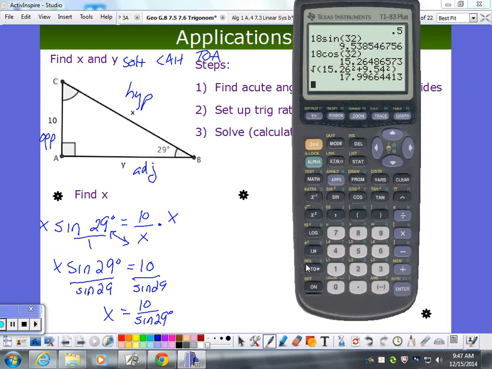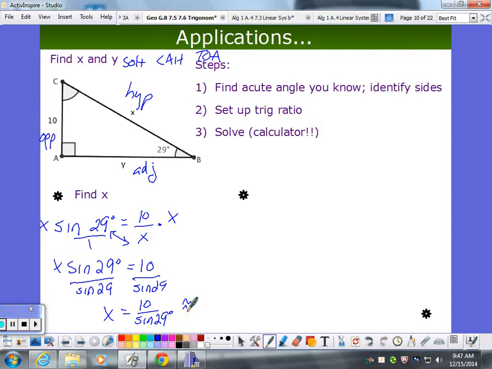So 10 over sine of 29, so 10 divided by sine of 29, I get approximately 20.63, to the nearest 10th, if I didn't make a mistake. So that's x. And that's the hypotenuse, right?